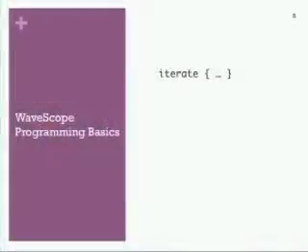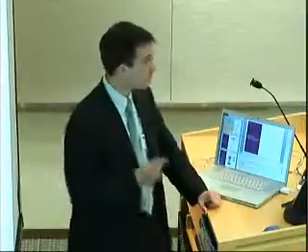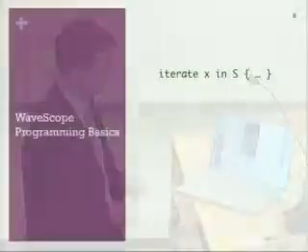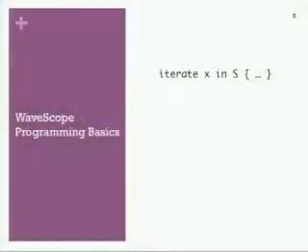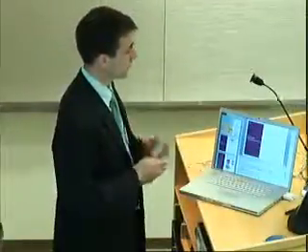All right, I'm not going to belabor the syntax here, but just to give you a little bit of a sense of what it's like to program with WaveScope, there's one important keyword that I need to tell you about, and that's iterate. Iterate is a for each statement over a stream. A stream is an ordered sequence of values that are going to appear at some time, and we want to assign a name to every value in the stream.